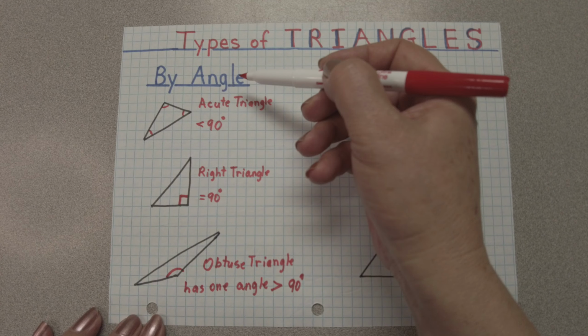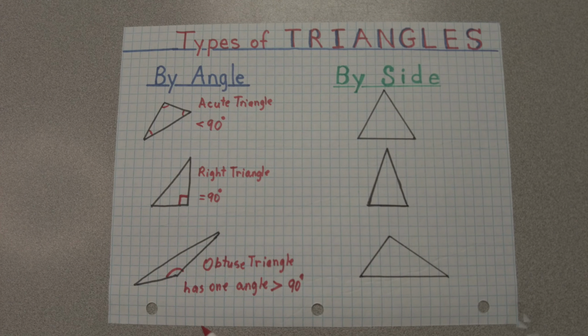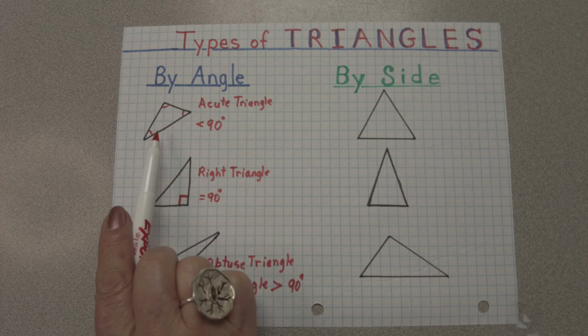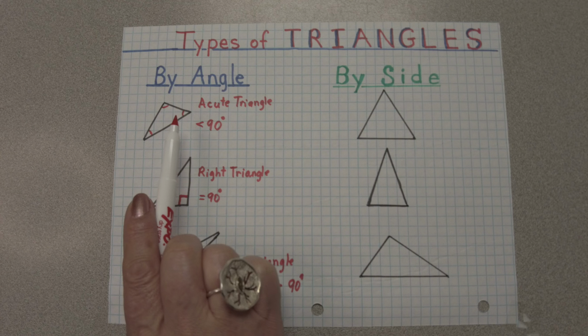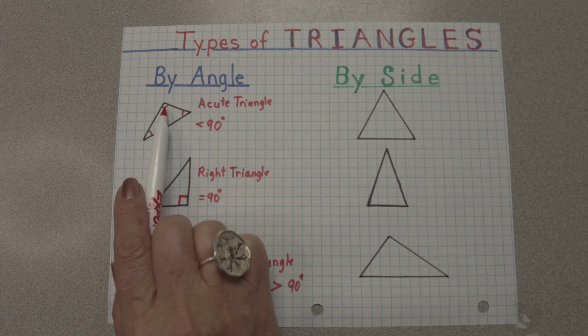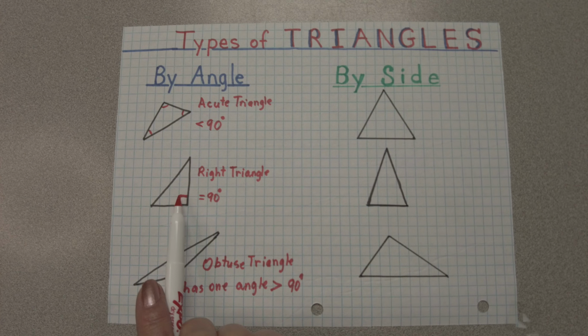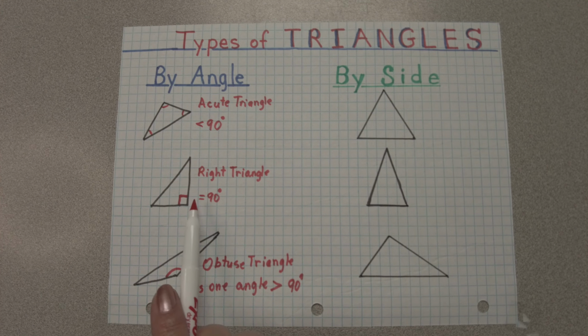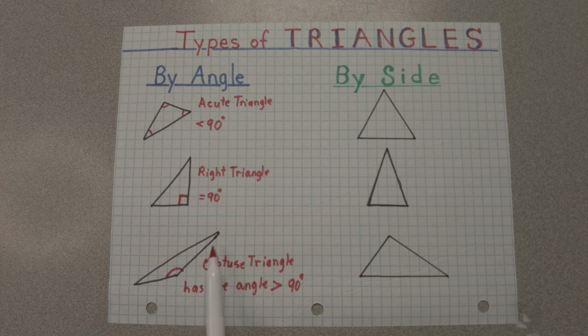So by angles, we learned three types of triangles. One is acute. An acute triangle has three angles less than 90 degrees. The right triangle has one angle that is exactly 90 degrees, and an obtuse triangle has one angle that is bigger than 90 degrees.